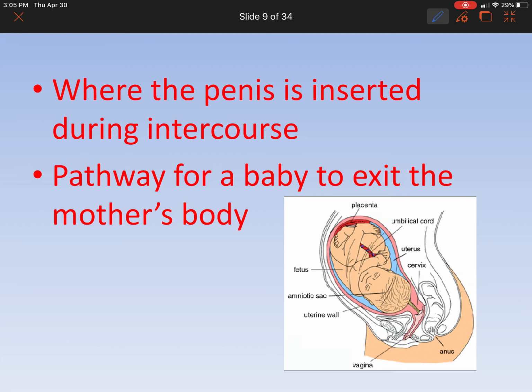It is also where the penis is inserted during intercourse, so that would ensure pregnancy, or the possibility of fertilization. And it is also the pathway for a baby to exit the mother's body. As you can see again, this is the vagina here. That fetus is going to come out, and everything's going to have to stretch and expand, and it will come through the vagina. So through the vagina and out.